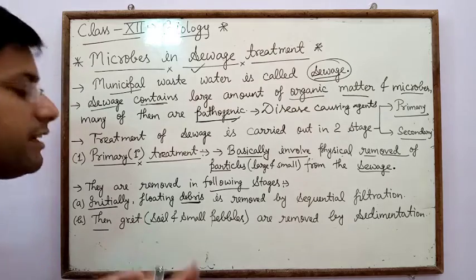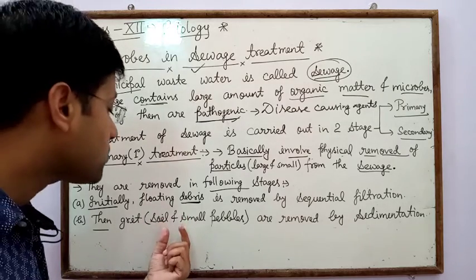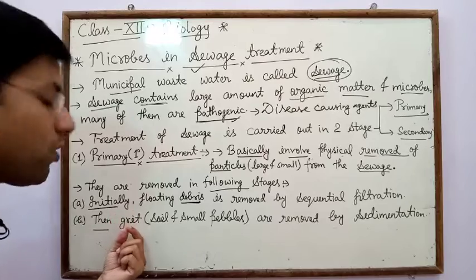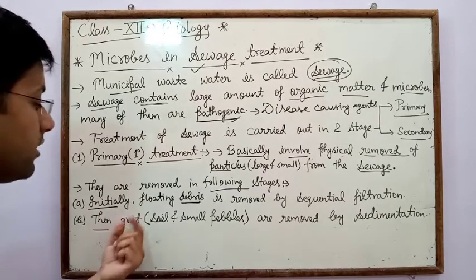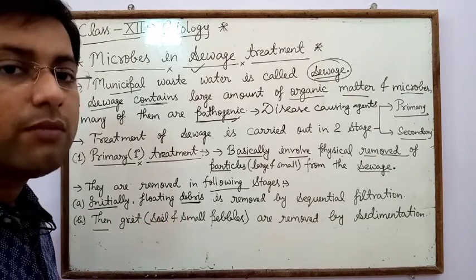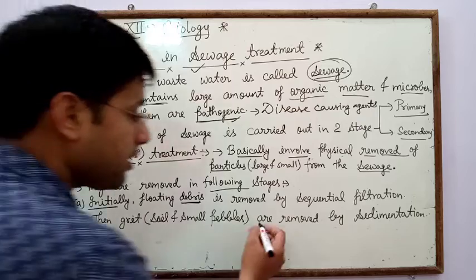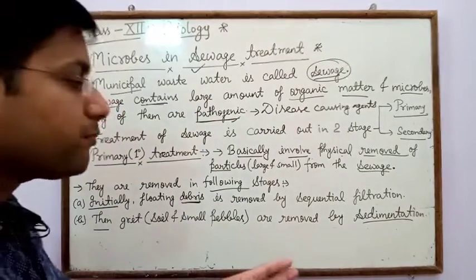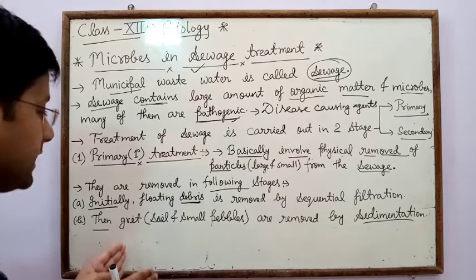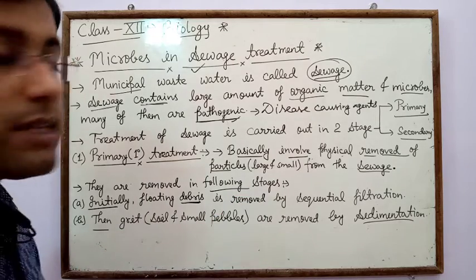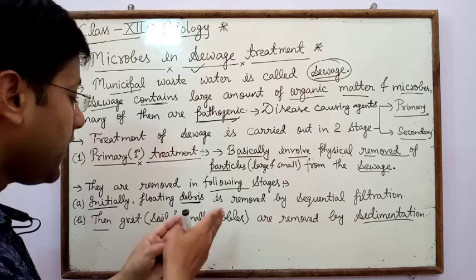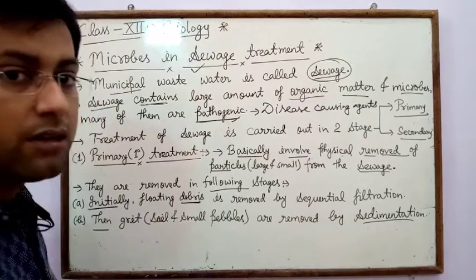After that, grit. What is grit? Soil and small pebbles present in sewage are called grit. Grit is removed by sedimentation. Sedimentation is the process of removal of grit, that is soil and small pebbles, from the sewage.